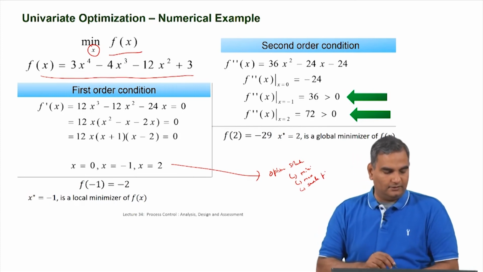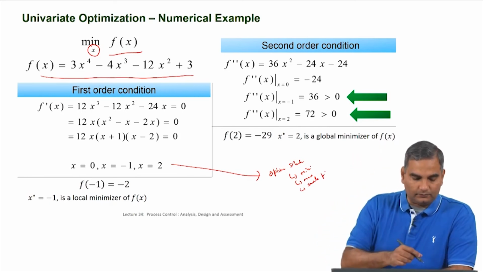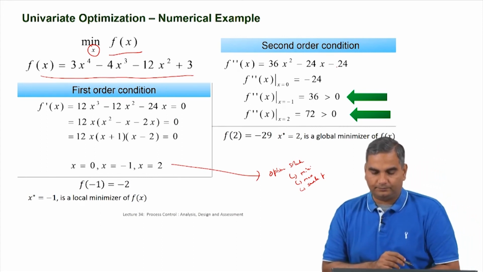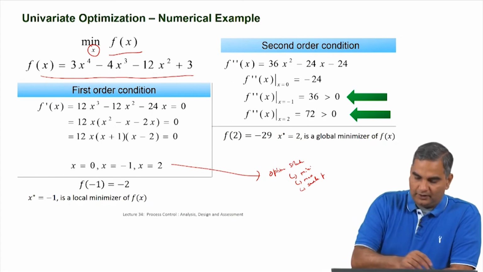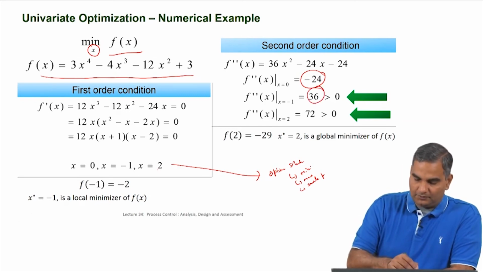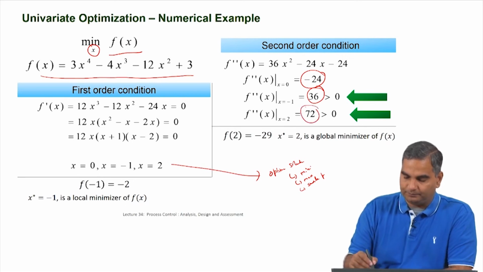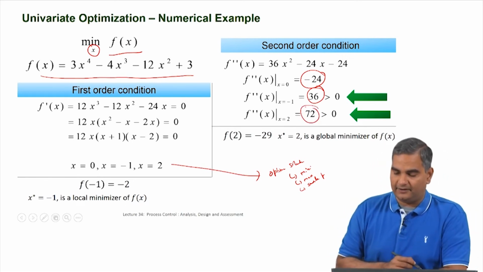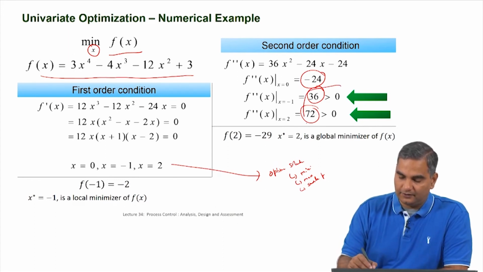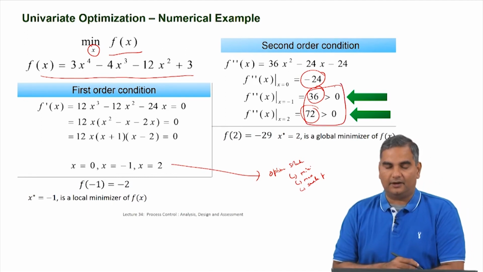So the way you do that is the following: you take a second derivative. If you take the second derivative of this, 12x cube minus 12x squared minus 24x will become 36x squared minus 24x minus 24. Now when you substitute x equal to 0 in this, you get minus 24. When you substitute x equal to minus 1, you get 36, and when you substitute x equal to 2, you get 72. So now once you get the second derivative, if you want to identify minimum points, whenever the second derivative is positive, these are points that are minimum points.